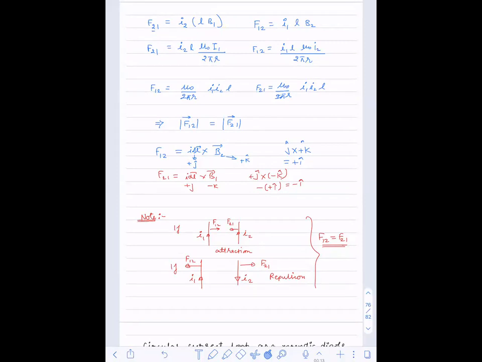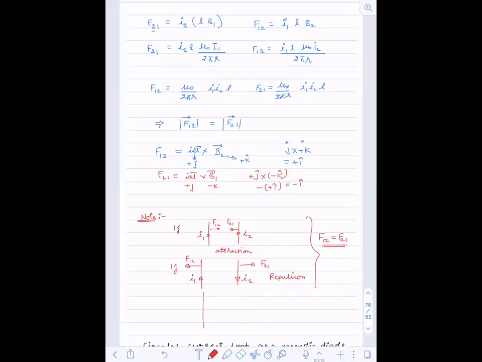No, the direction is correct only. The directions of I1 and I2 are the same. For repulsion, I1 and I2 should be in opposite directions. If I make them like this, the direction is like this, then still there will be attraction only, not any repulsion. Understood?